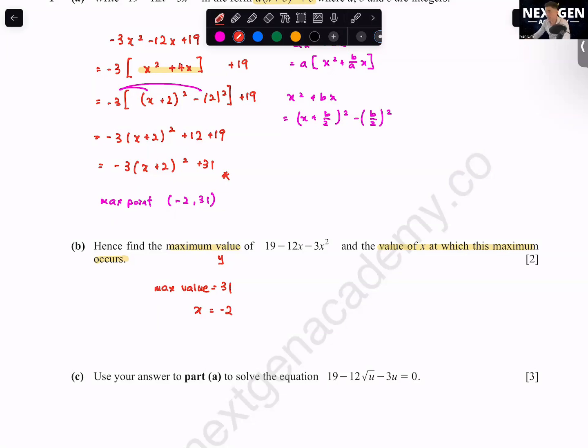Max y should be okay. But remember, you try as closely as you can to follow the mark scheme, because we don't know who's marking your paper. Just in case, maybe some markers are not so clear also.